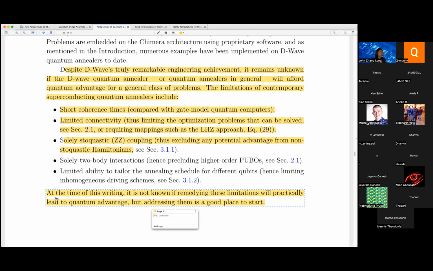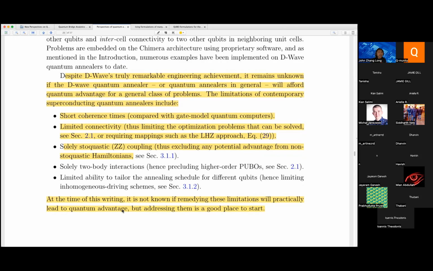Yeah, see, look at the authors of this paper: at the time of this writing, it's not known if remedying these limitations will practically lead to quantum advantage, but addressing them is a good place to start. So I don't know what the D-Wave team is thinking of.